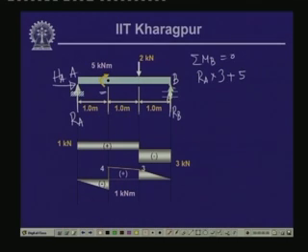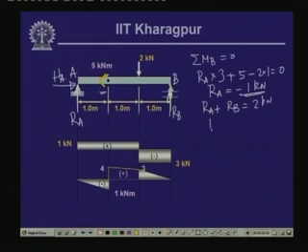2 kilonewton meter gives anti-clockwise, so 2 into 1, this is equal to 0. So, this gives us a value of RA as minus 1 kilonewton, and as we have seen, RA plus RB is equal to 2 kilonewton, and RA is minus 1 kilonewton. So, this will give us a value of RB as 3 kilonewton. So, these are the values of RA and RB.